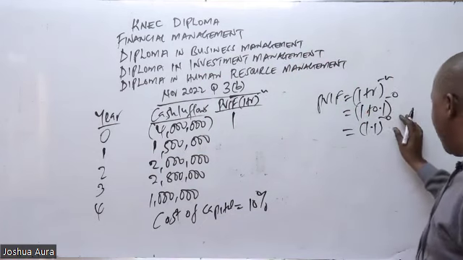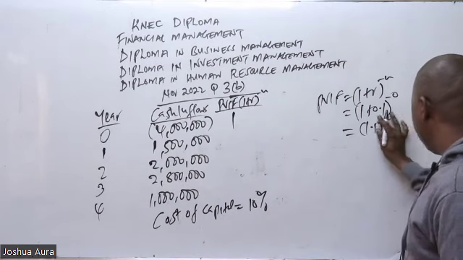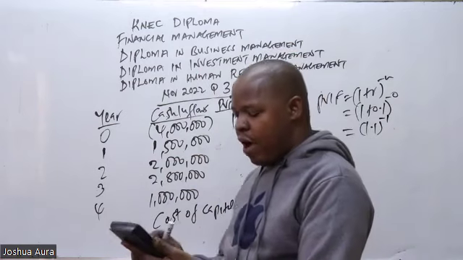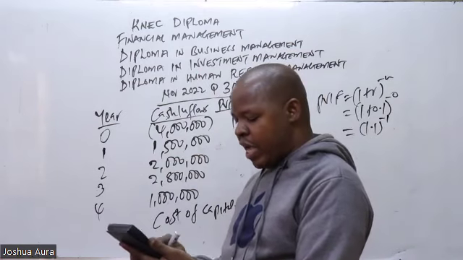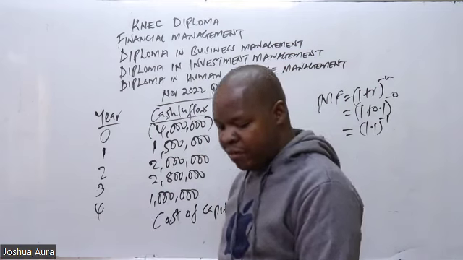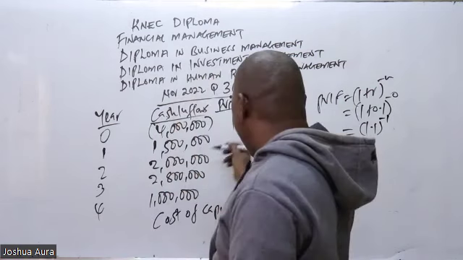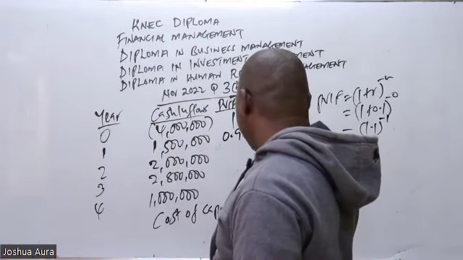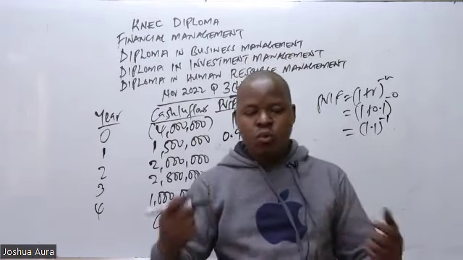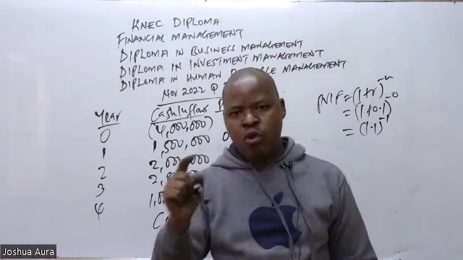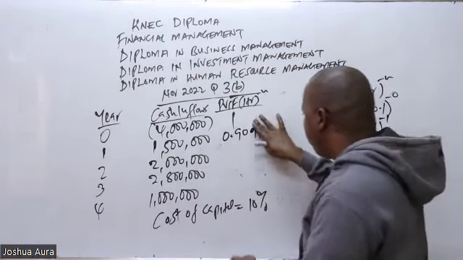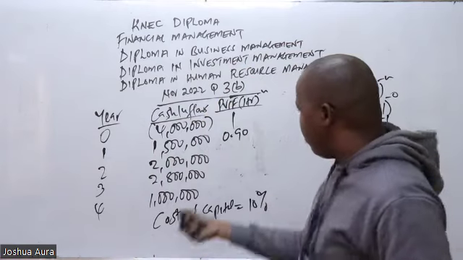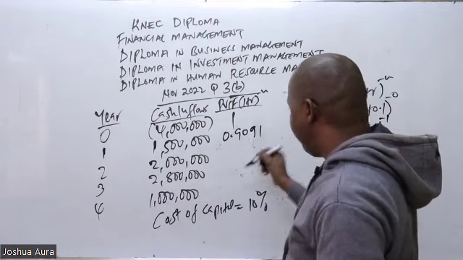What about for year 1? It will be 1.1 raised to negative 1. So we are getting a figure of 0.9091. It is always good to have your discounting factors to 4 decimal places. So we're getting 0.9091 for year 1.